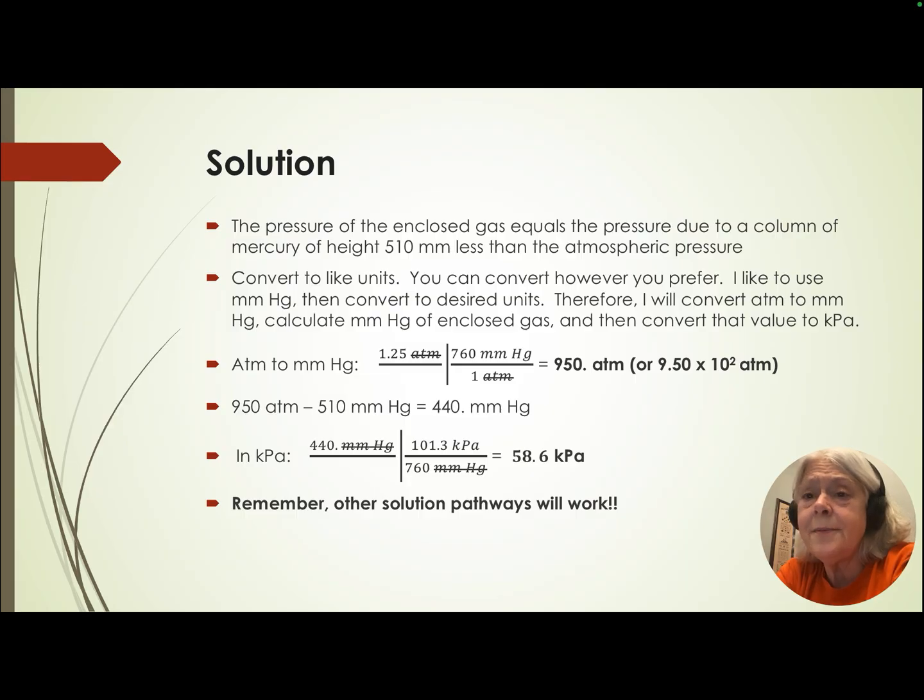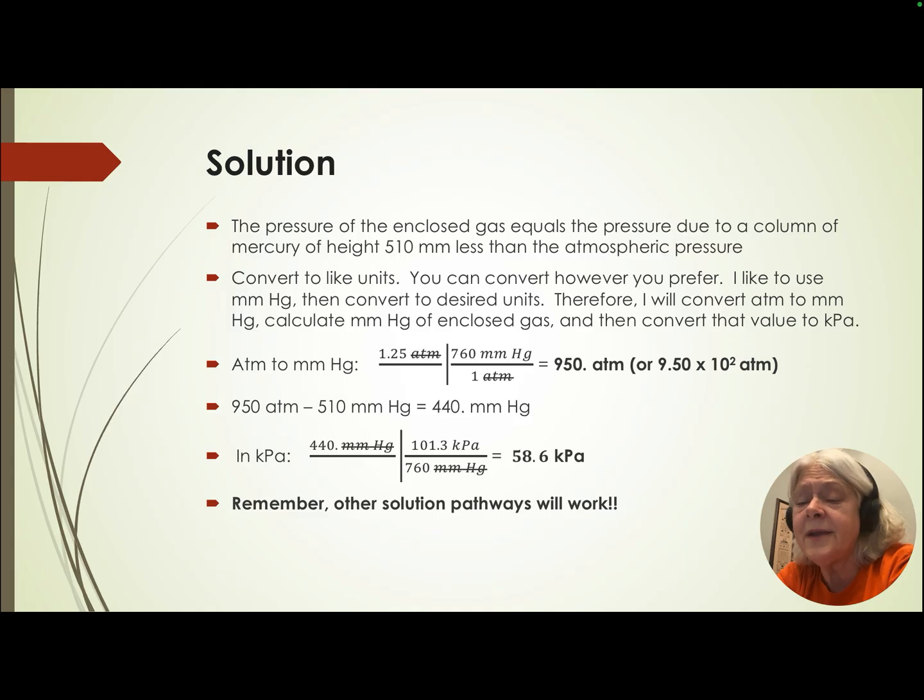My first bullet item simply confirms that the height is 510 millimeters less than atmospheric pressure. It is important that you convert to like units. You can convert to whatever units you prefer. You can convert them all to kilopascals. You can convert them all to millimeters mercury. You can convert them all to atmospheres. I like to use millimeters mercury, then convert to the desired units. You do not have to do that, but that's what I'm going to do in this problem.